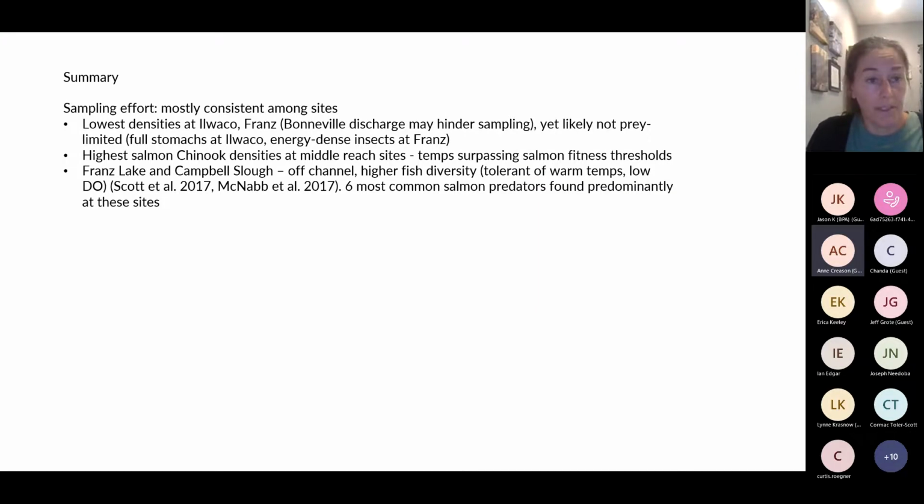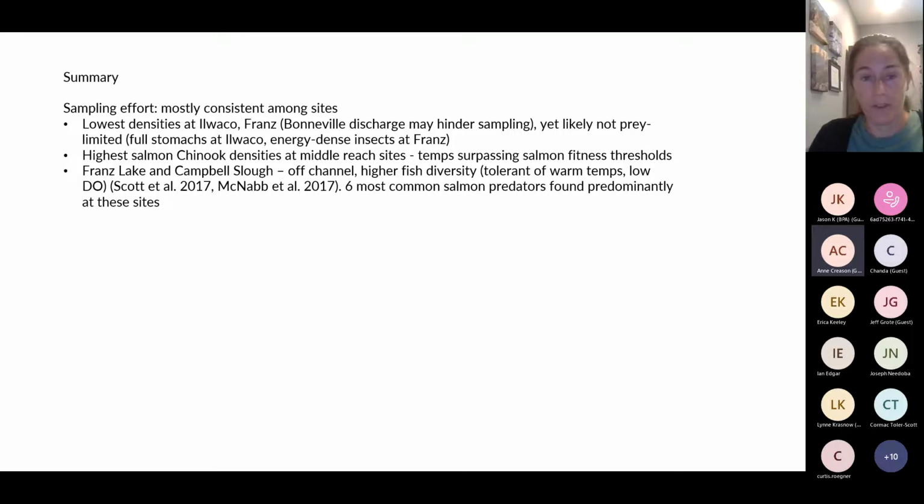So in summary, the sampling effort has been mostly consistent among sites. There are fewer fish at Ilwaco and Franz, but we heard about the issues that happen at Franz that hinder sampling. Yet they may not be prey limited at those sites. It's other issues. For example, the fish at Ilwaco had the fullest stomachs, and we know that there are energy dense insects at Franz. Once again, the highest densities were at the middle reach sites, even though the temps very often surpass the fitness thresholds for juvenile salmon.